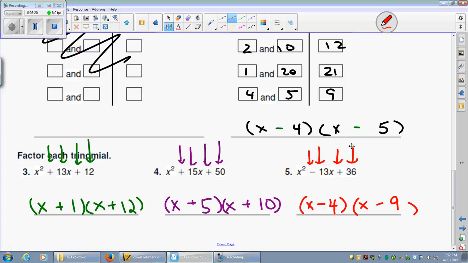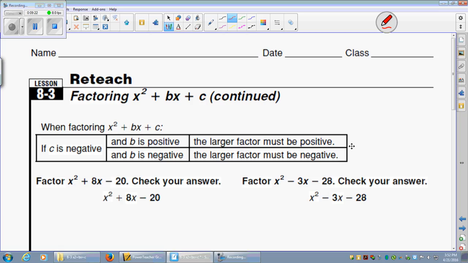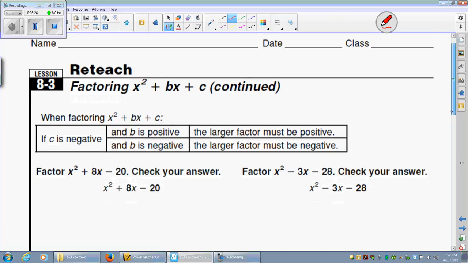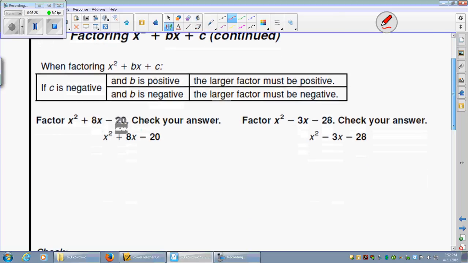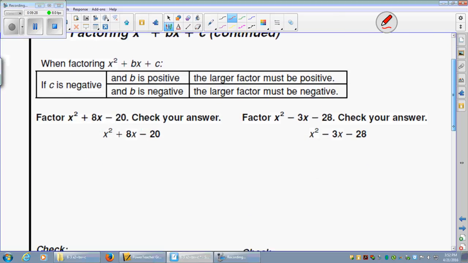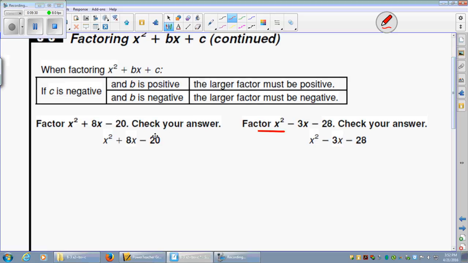All right? Let's turn the page. We got one more little page for us to do, and then you guys can try some homework or try some work on your own. So it gets a little bit tougher when I throw a minus sign right here.